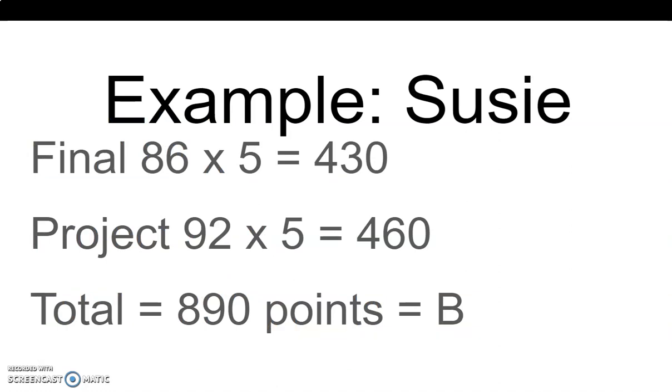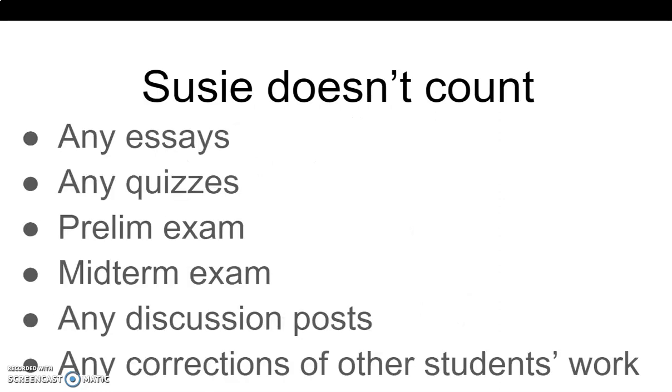Susie scored 86 on her final exam, and she got 92 on her project. Those are her two best components, so we're going to count each of those for half of her grade. She gets a total of 890 points, a B for the semester.